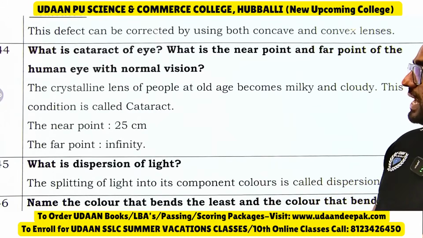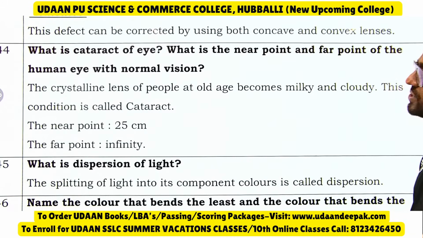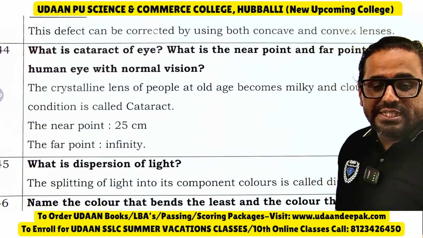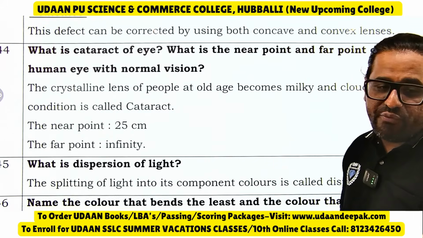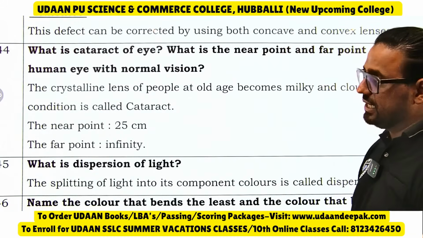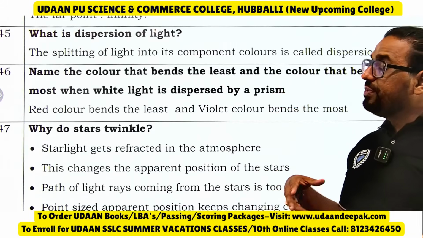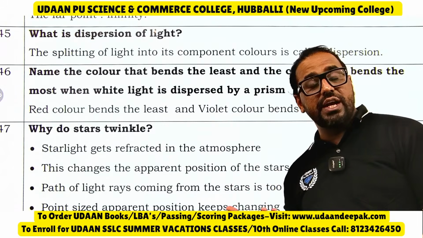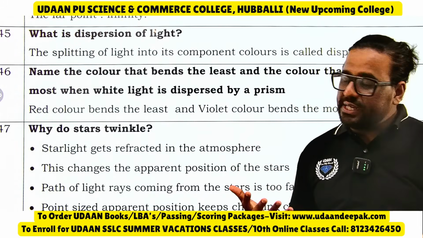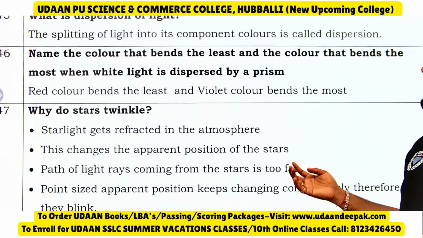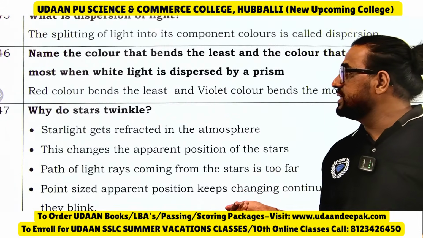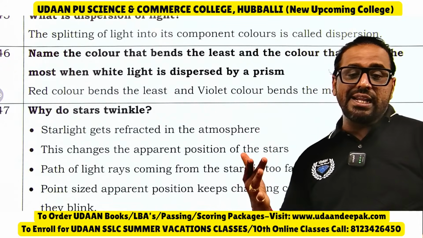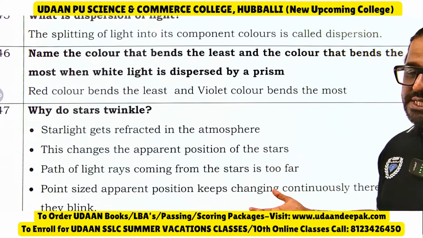Then what is cataract? See, the crystalline eye lens of people at old age becomes milky and cloudy. This condition is called cataract. The near point is 25 centimeters and the far point is how much? It is infinity. Similarly, dispersion of light: the splitting of light into 7 component colors, okay? The rainbow, we call it what? It is dispersion. Name the color that bends the least and the color that bends the most when light is dispersed by a prism. See, red color bends the least, whereas violet bends the most.